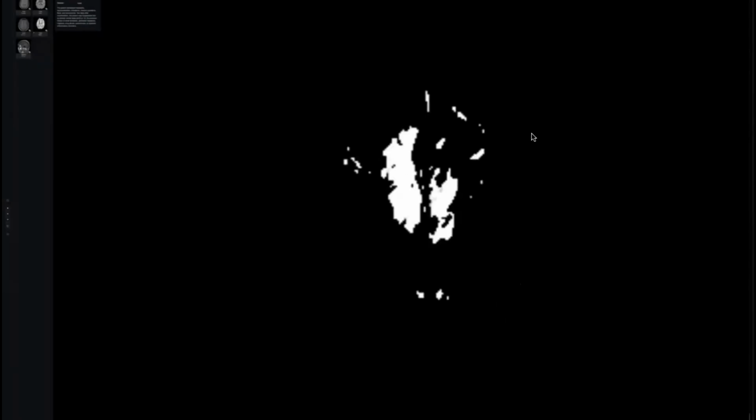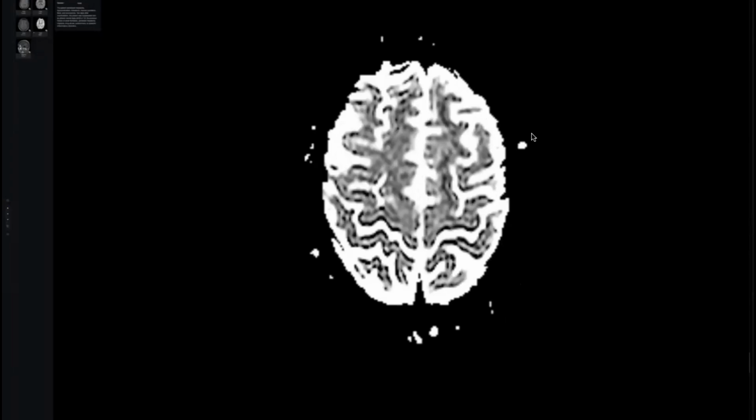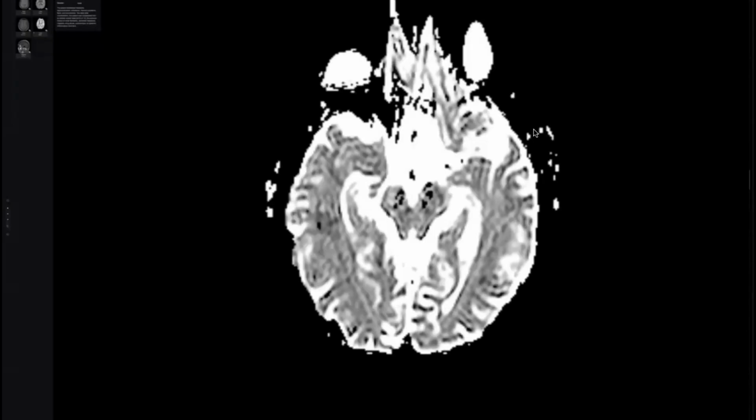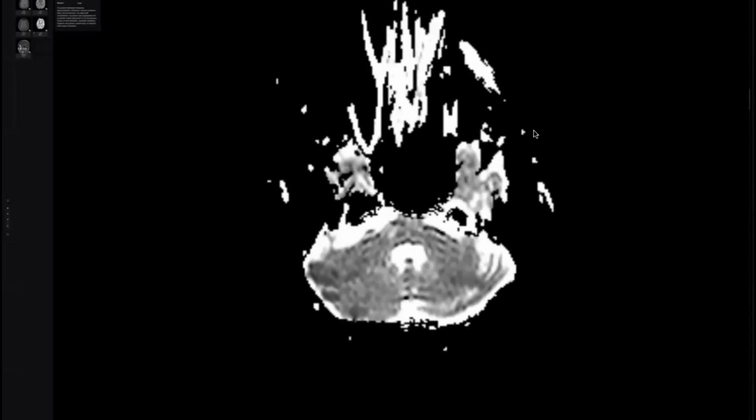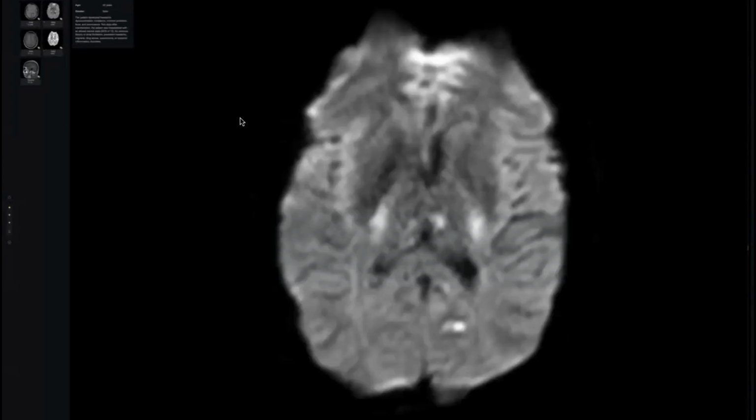These are the ADC images, axial sections. I am scrolling from top to bottom. There is diffusion restriction, with a low ADC value involving the bilateral thalami, the midbrain area, the periaqueductal region, and also some part of the bilateral cerebellum. Putting it all together with the clinical history, this can be Wernicke-Korsakoff syndrome. That can be one possibility.